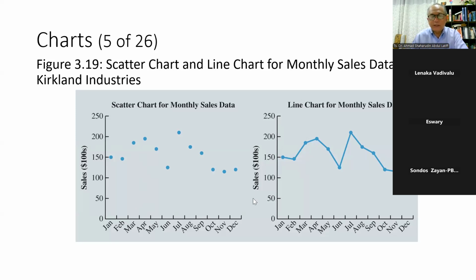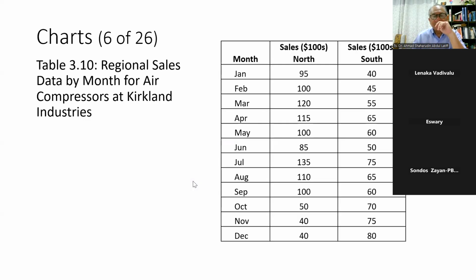You don't need grid lines here. You don't need vertical lines here because you just want to see the fluctuations. But when you see the scatter chart, you don't really see the fluctuations. But when you put them into a line chart, you can see the fluctuations of the month. Okay.